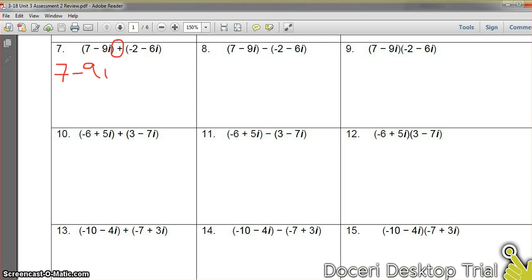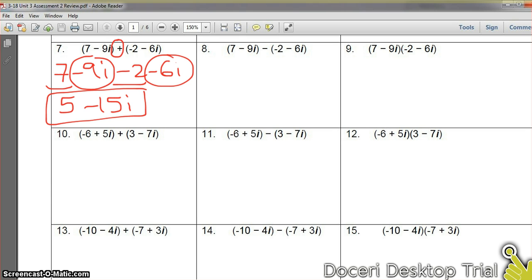So let's copy all the numbers that you see in front of you. The plus does not change the sign. So 7 minus 2 is going to be a 5. Negative 9i and negative 6i is going to be a negative 15i. So your final answer is going to be 5 minus 15i.